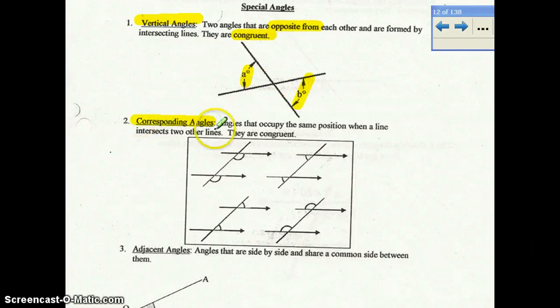Corresponding angles are angles that occupy the same position when a line intersects two other lines. They are always congruent. So here you can see we have two corresponding angles. They're on the bottom right of the intersection. So same location, different intersection. Another example, the bottom left of each of the intersections, the top right of each of the intersections, and the top left. So whenever you have two parallel lines cut by one transversal, you will always have four pairs of corresponding angles, and they are congruent to each other.